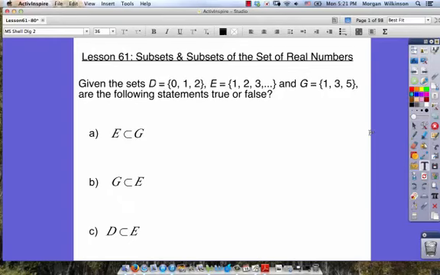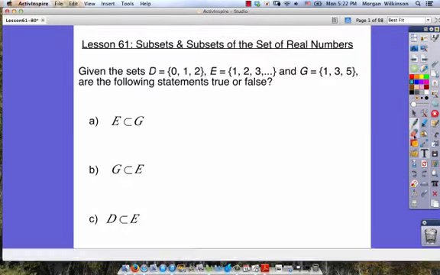Lesson 61 is about subsets and subsets of the set of real numbers. And our first question says, given the sets D is equal to {0, 1, 2}, E is equal to {1, 2, 3, 4, 5, 6, and so on}, and G is {1, 3, 5}, are the following statements true or false?